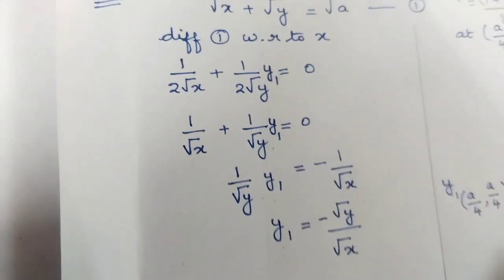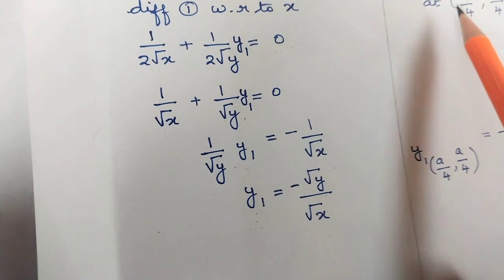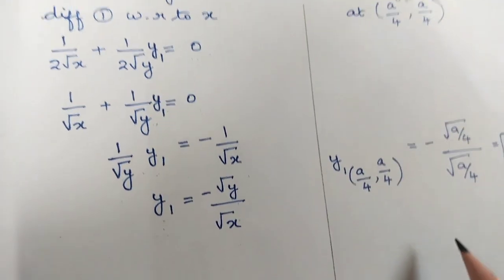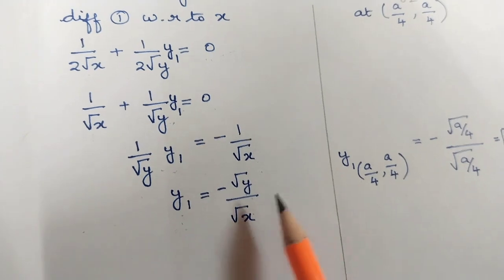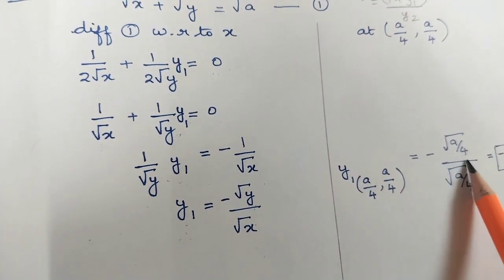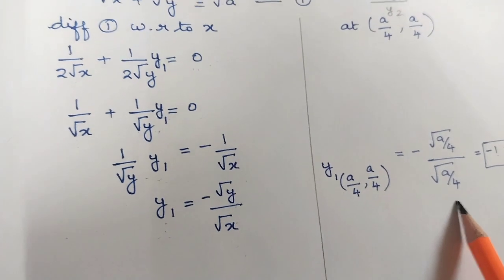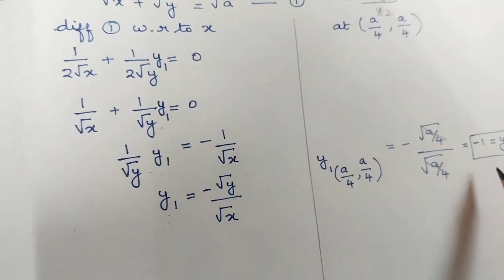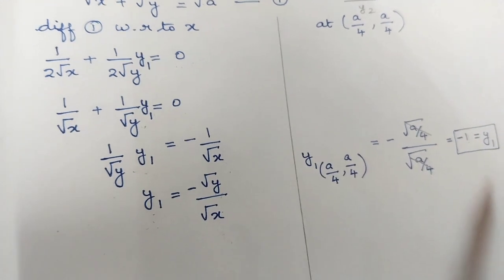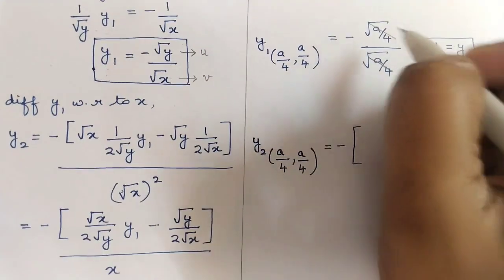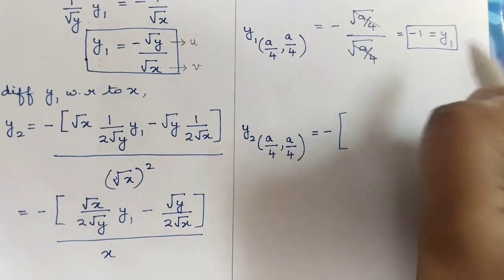Now we will have to find it at the point (a by 4, a by 4). So when you are substituting a by 4 in root y and root x, it will be minus root of a by 4 by root of a by 4. So this and this will get cancelled. So you will have minus 1. So your y1 is equal to minus 1. We have now got y1. y1 is equal to minus 1.